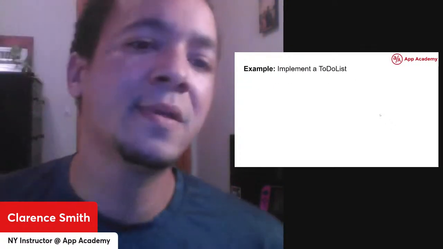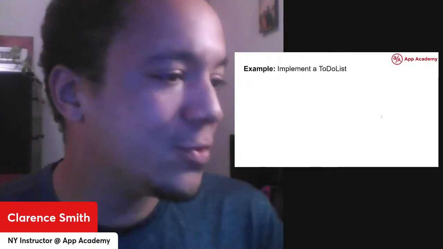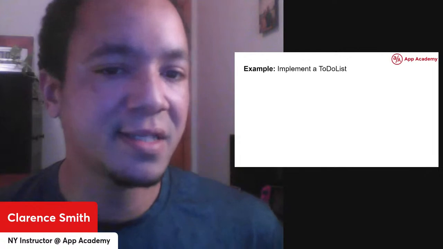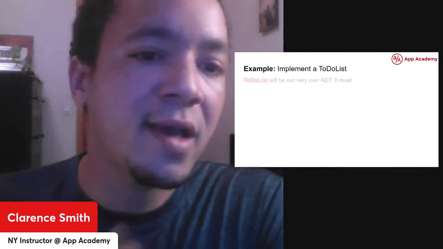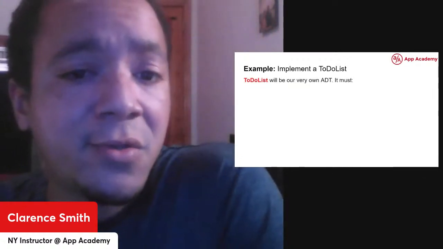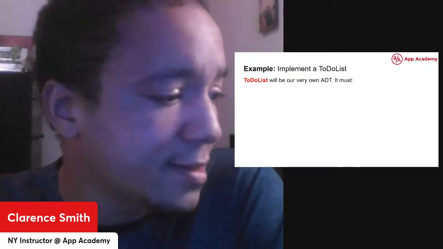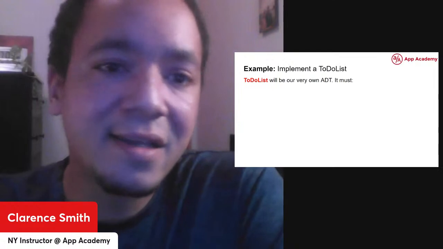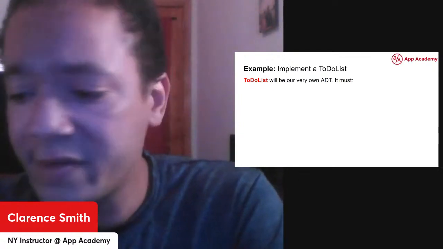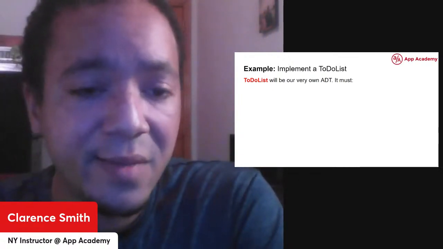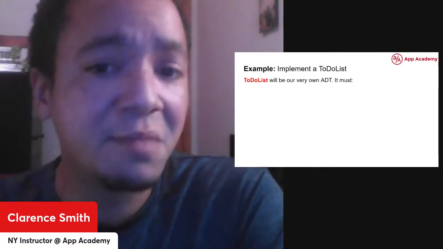All right, guys. So we're going to implement a to-do list. This is an example of us making our own abstract data type. So a to-do list is going to be our very own ADT, and it must. I like to really get the chat involved. I like to get folks involved. Probably a byproduct of teaching middle school for years.